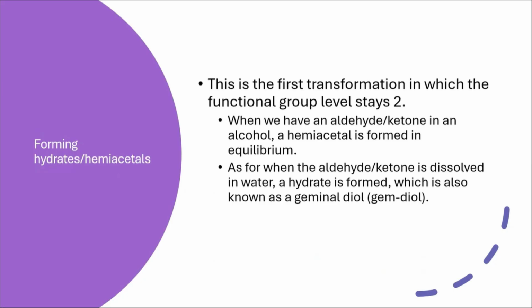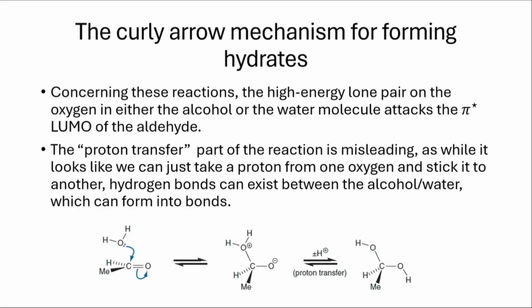So next I want to focus on another transformation, which is the formation of hydrates or hemiacetals. A hydrate is basically what you have if you have an aldehyde in water. It's also known as a geminal diol. But if we have an aldehyde in alcohol, a hemiacetal is formed in equilibrium.